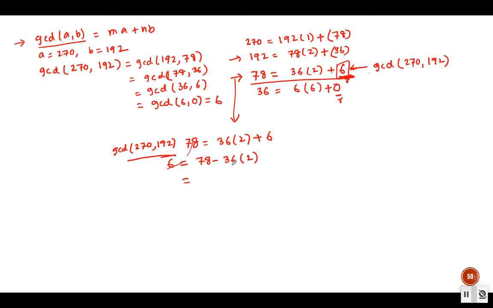Now how can I represent 36 here? I'm going to use this equation, and from it I can write 36 equals 1 times 192 minus 2 times 78. That means 36 is a combination of 192 and minus 2 times 78. So 6 is 1 times 78 and minus 2 times 36. Let me write it like that.